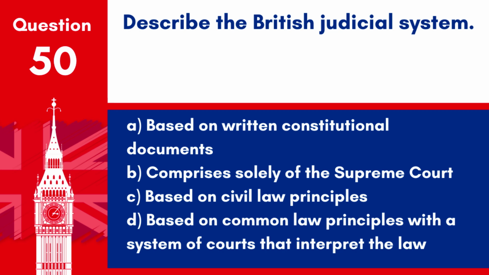Question 50. Describe the British judicial system. A. Based on written constitutional documents. B. Comprises solely of the Supreme Court. C. Based on civil law principles. D. Based on common law principles with a system of courts that interpret the law.